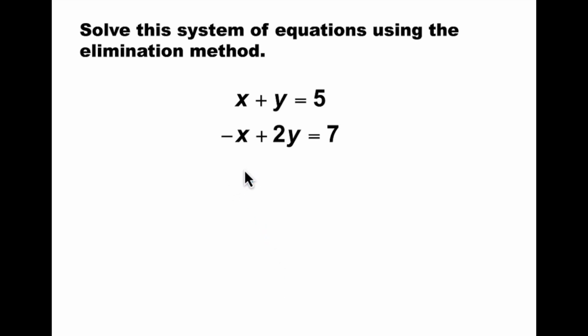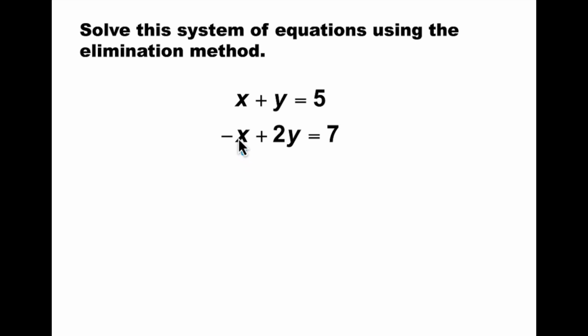Solve this system of equations using the elimination method. With the elimination method of solving a system of equations, you combine the two equations and in the process, eliminate one of the variables. With some sets of equations, one pair of variables are already opposites.